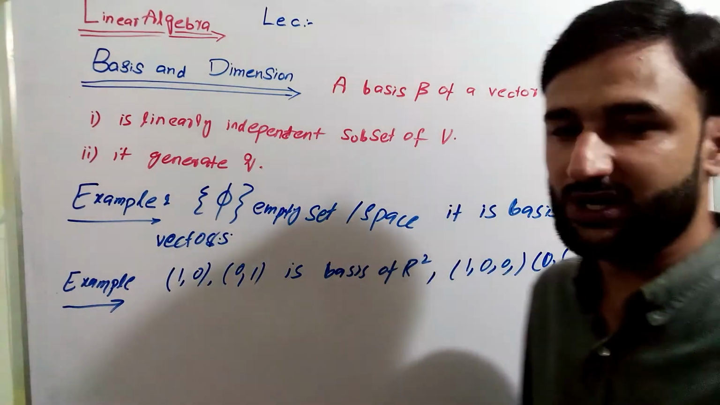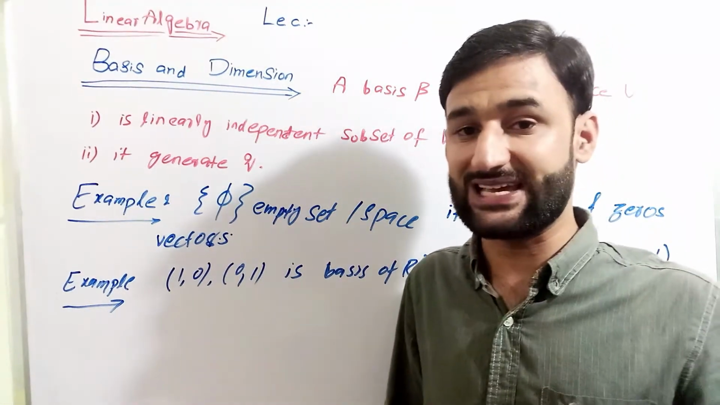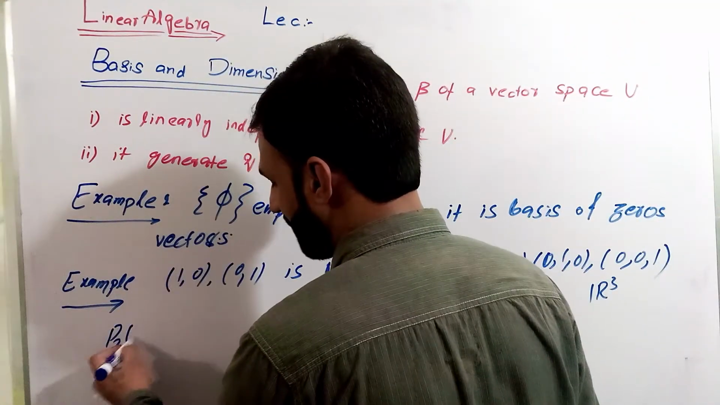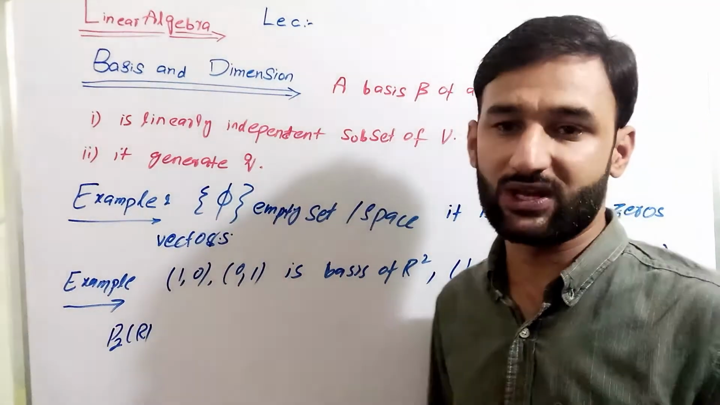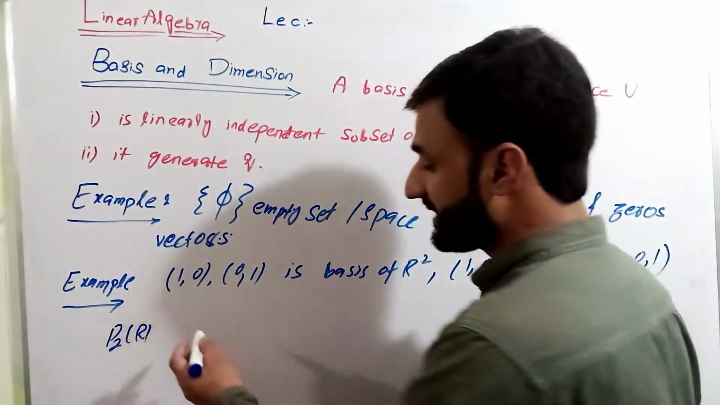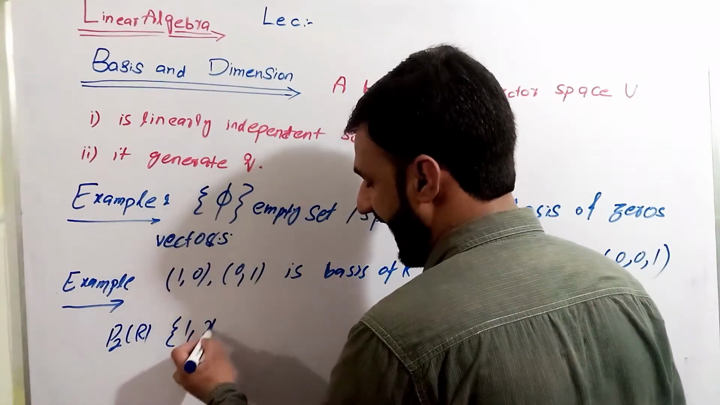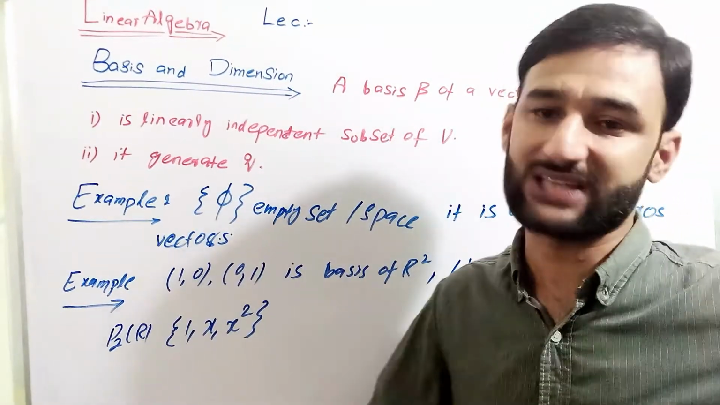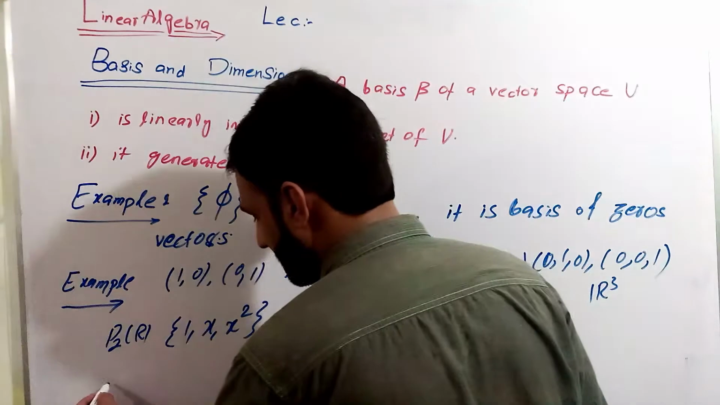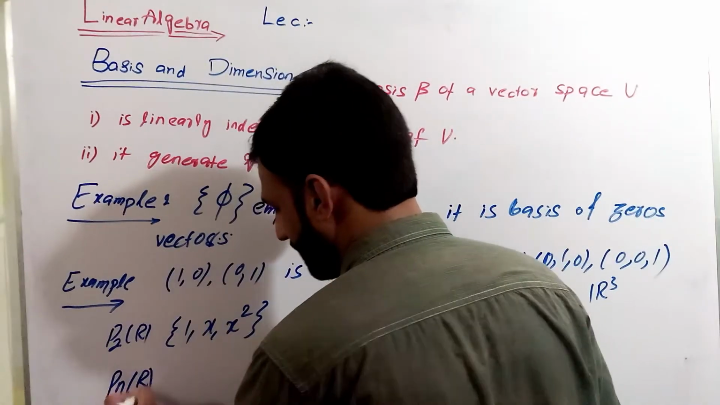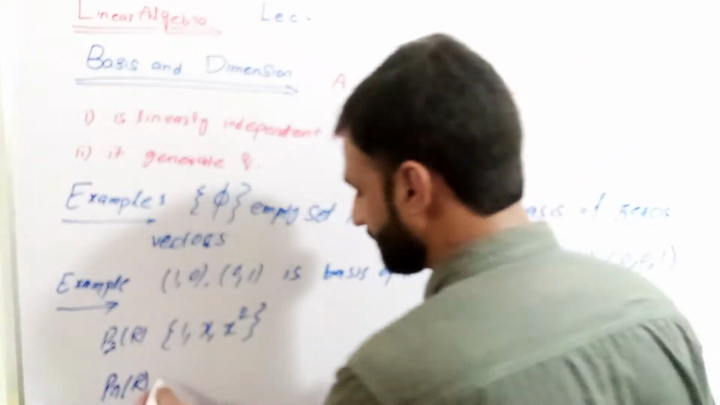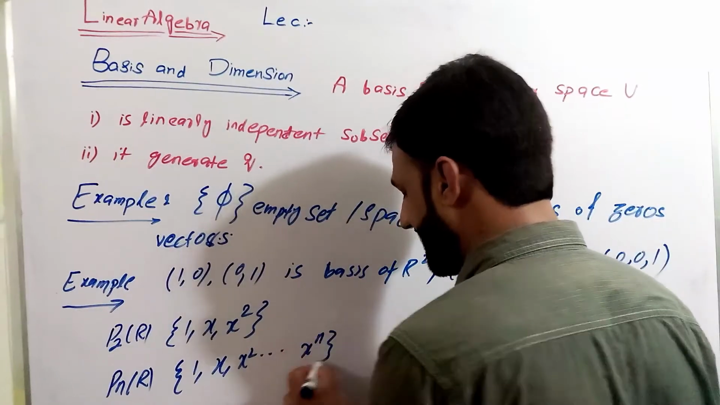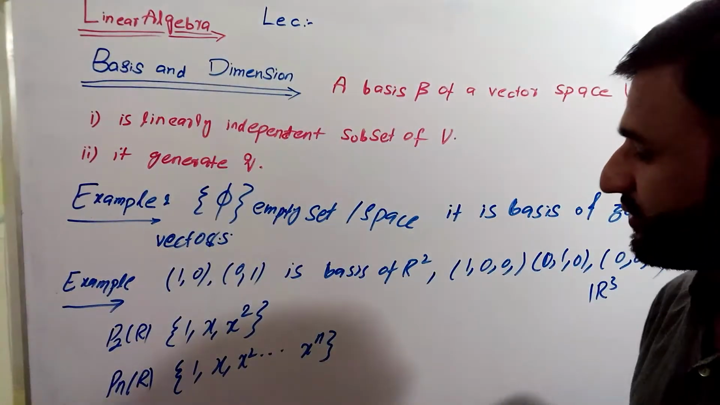If I'm talking about polynomials, what will be the basis? For example, take the polynomials P2(R). Then the basis set of the polynomials is 1, x, x squared. Similarly, for the nth degree polynomials Pn(R), the basis set is 1, x, x squared, onward to x^n. Right, so this is the criteria you can set.